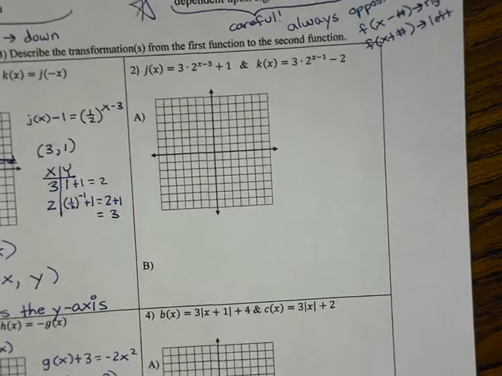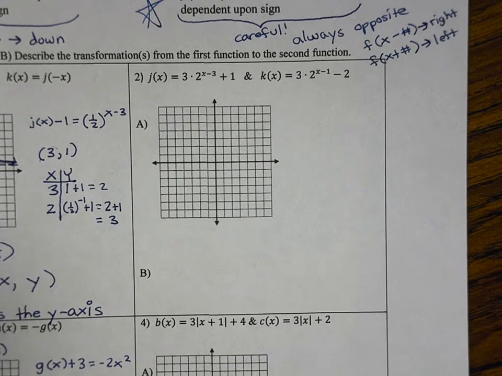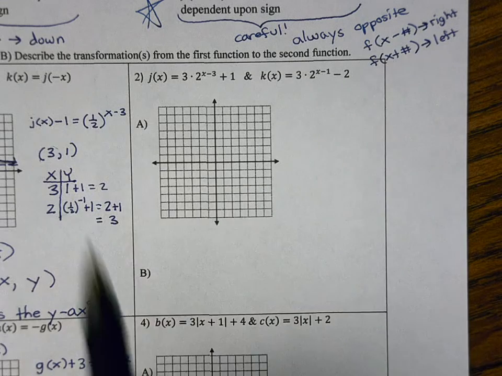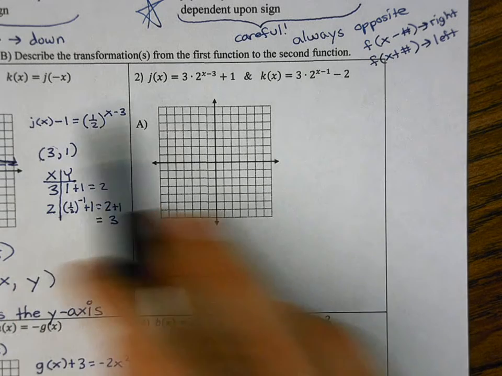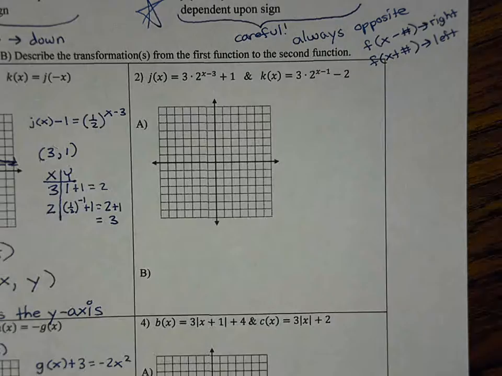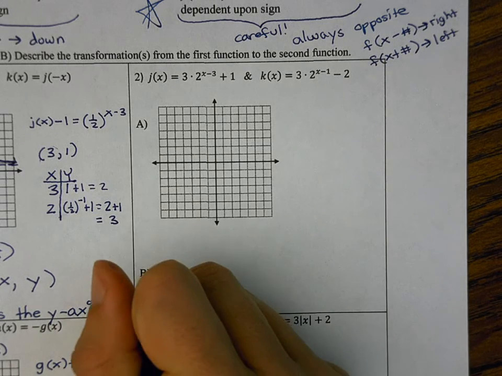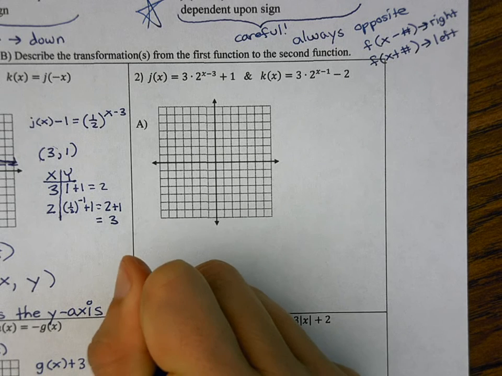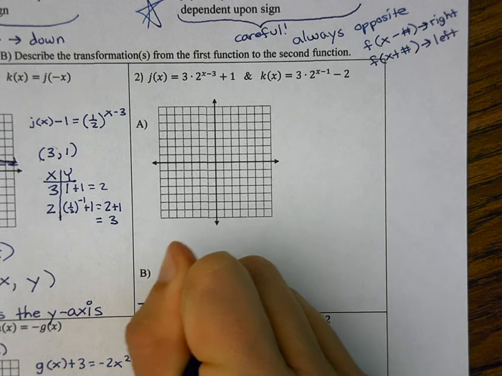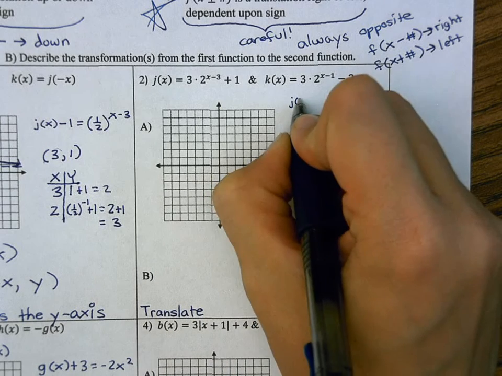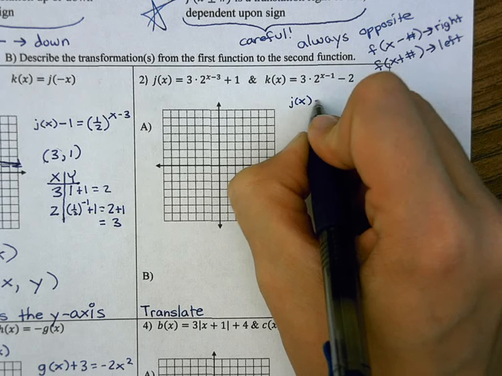2 more in this form here. Number 2, we have our j of x and k of x here. Now notice between j of x and k of x, there's nothing that indicates multiplying by a negative, so we're not doing a reflection here. This is going to be some sort of translation. So we could even write translate here. Okay, so let's go ahead and graph j of x. So j of x, turning it into its descriptive form, we'd be subtracting 1 to the other side.